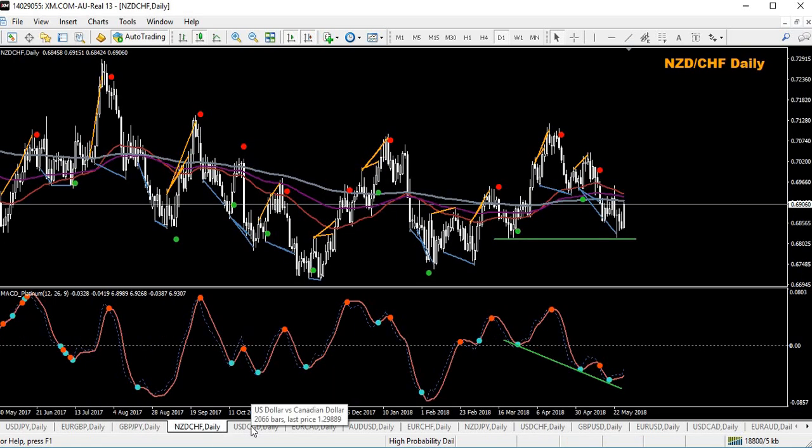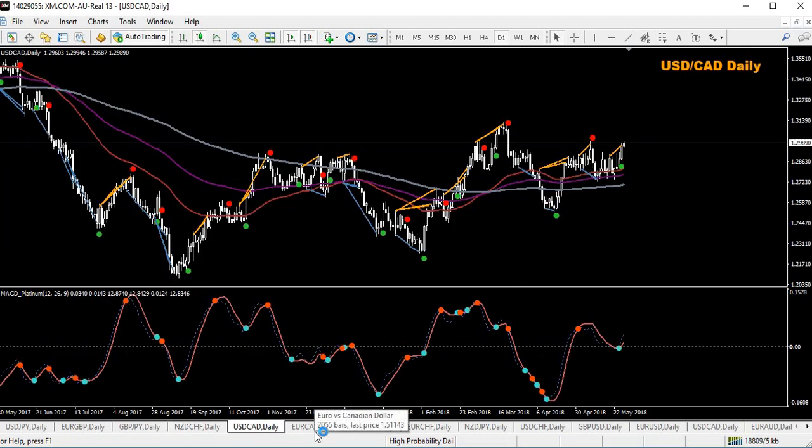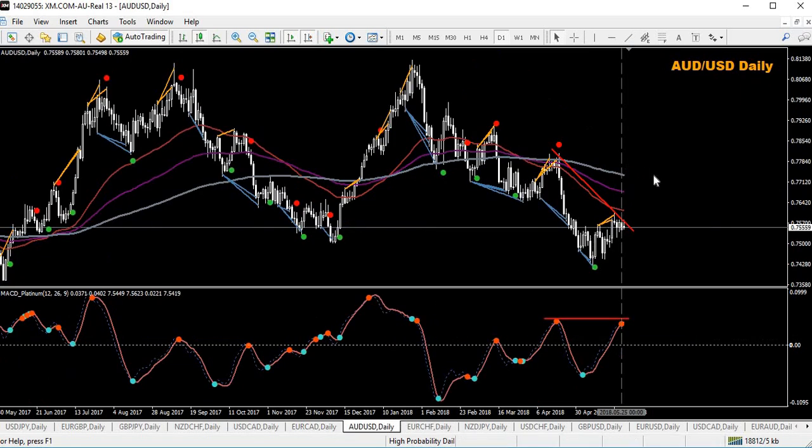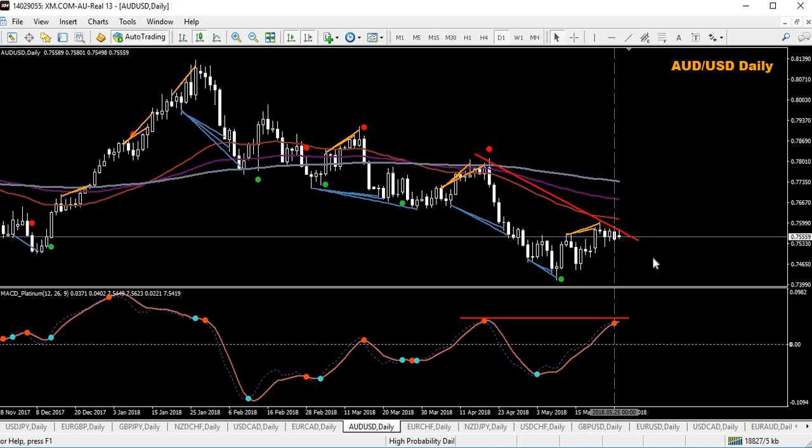So just New Zealand Swiss franc, so you've got a possible double bottom forming there, or some sort of a support level, and we've got divergence. So it's just a bit of preparation. That's US Canadian, Euro CAD, we've already looked at that. Aussie, and again I'll draw these grey lines in. I've got a red dot on my MACD Platinum, possible double top there, bearish divergence, red trend lines, so you can see it all. So I can quickly look at these charts and see, yep, there's something on, there's something not on.